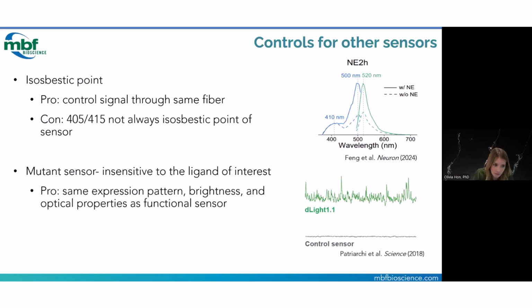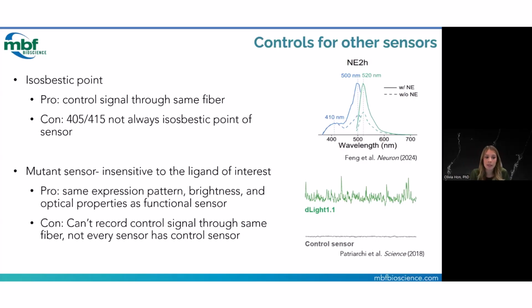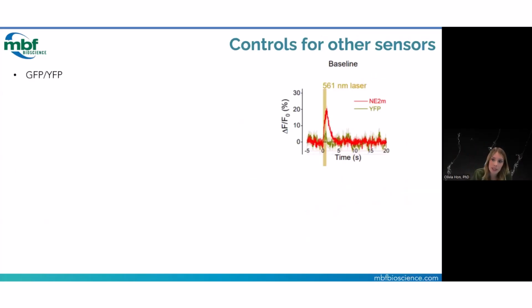And so the advantage of this is that you'll get a control signal that's pretty consistent with the signal that you're getting in terms of brightness. But the con is that you can't then record from that mutant sensor within the same ROI as your actual signal. You'd have to do something like put the real sensor on one hemisphere and the mutant sensor on the other hemisphere, or just do a control group altogether. If your sensor doesn't have a mutant sensor companion, what you can do is just use a GFP instead.